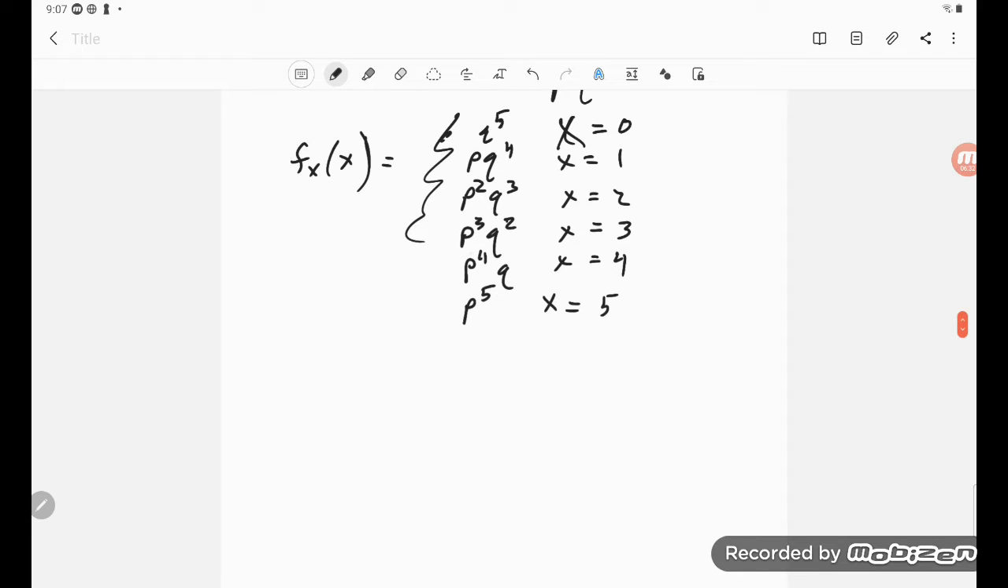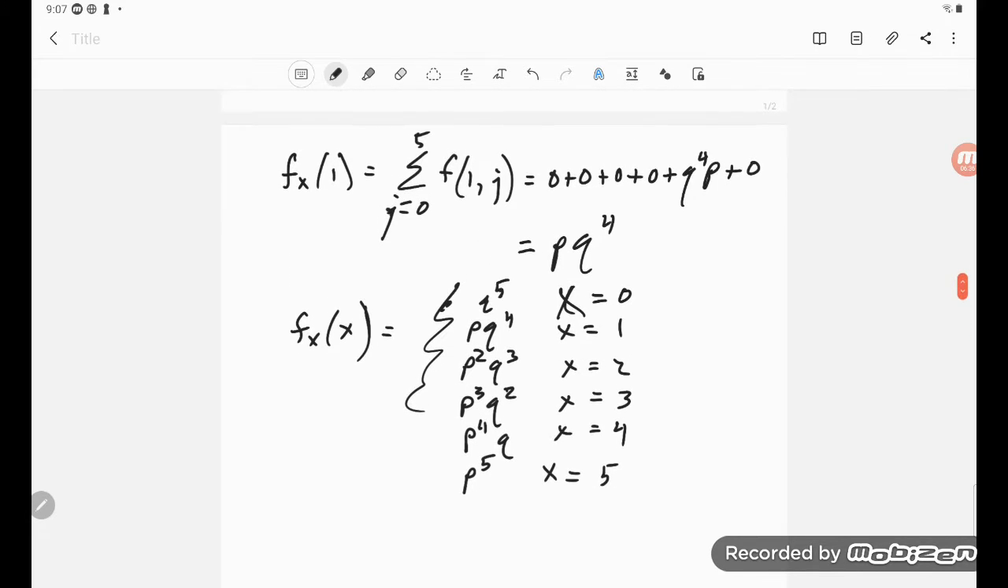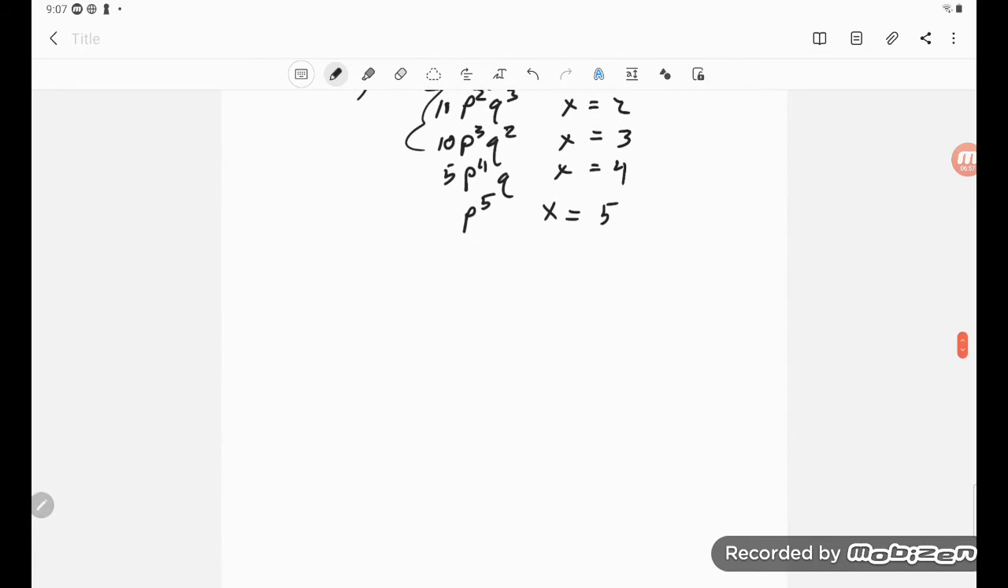Now we can, oops, I forgot my constants there, didn't I? This should have been a 5. So 5, 10, 10, 5. Sorry about that. So 5 q to the fourth p there. And oops, need my 5 there. Okay. So that just swapped it around.